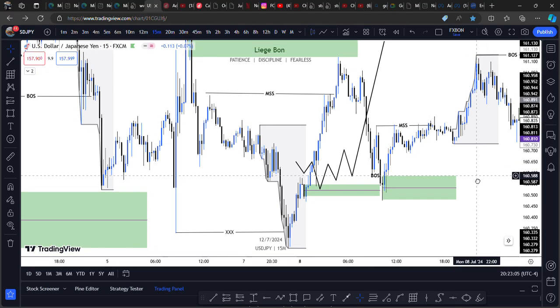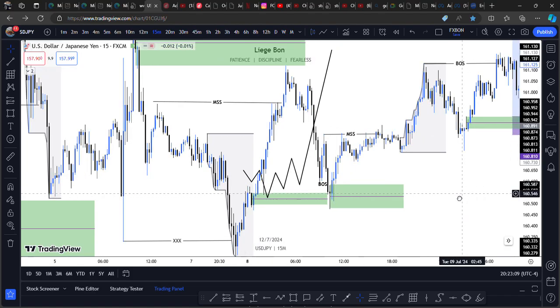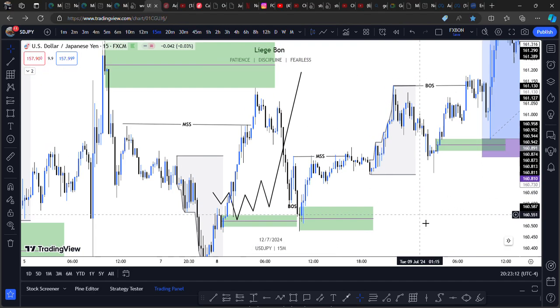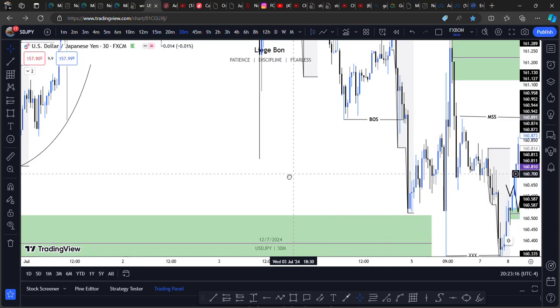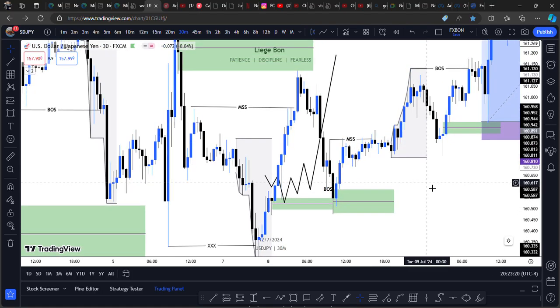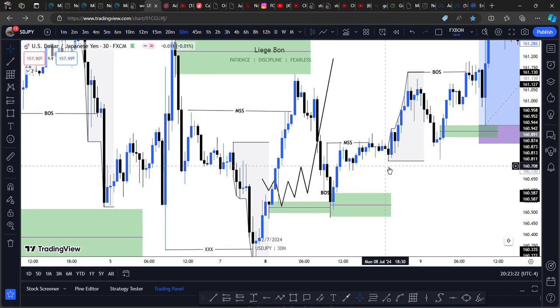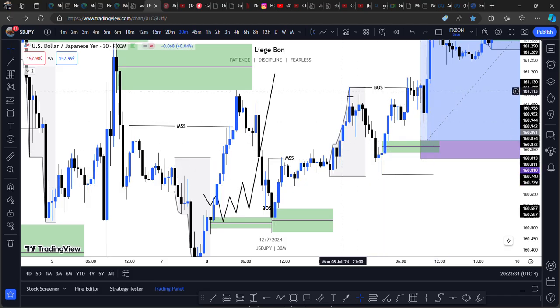Now, in this case, you can see price left without coming back here and gave us a new break of structure. Let's go to here and see much better. So you can see price came here on this Asian session, gave us a new low, which a lot of times we'll call liquidity, a new low, and gave us a new break of structure.